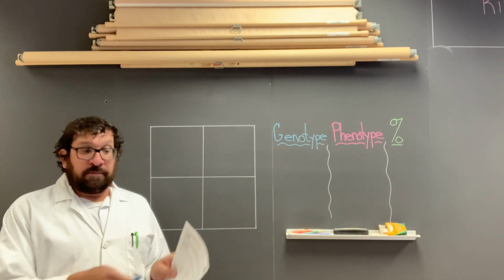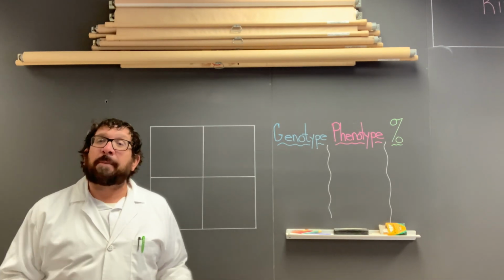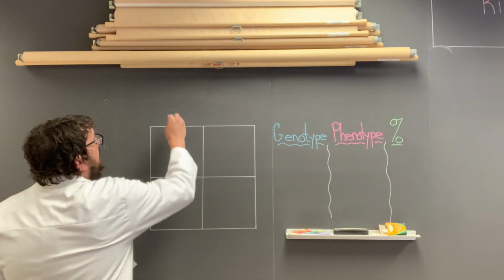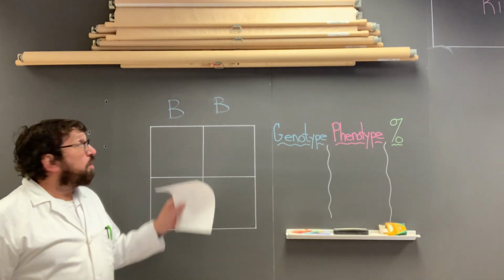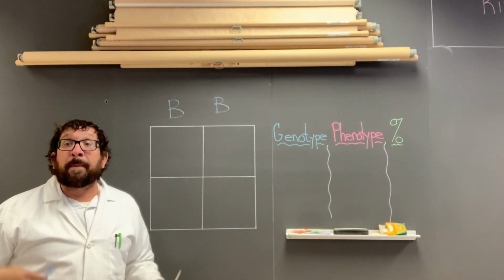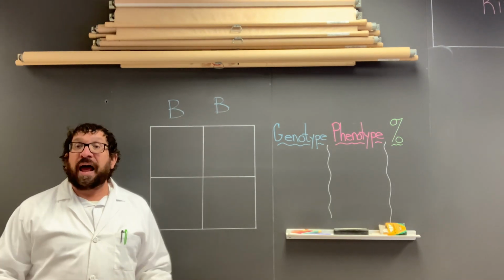But in this case, they don't do that. They put the male across the top, so we're gonna follow what they did. They put capital B across there. Those are the genes for the male dominant black rabbit.